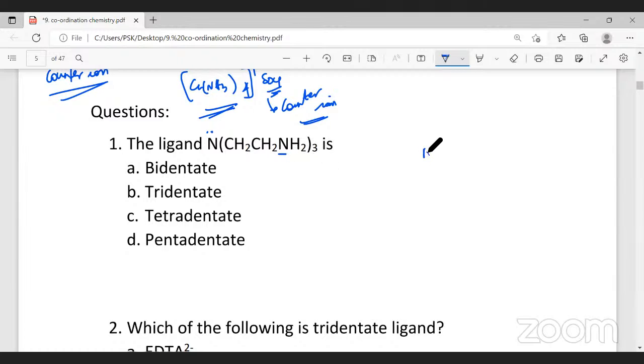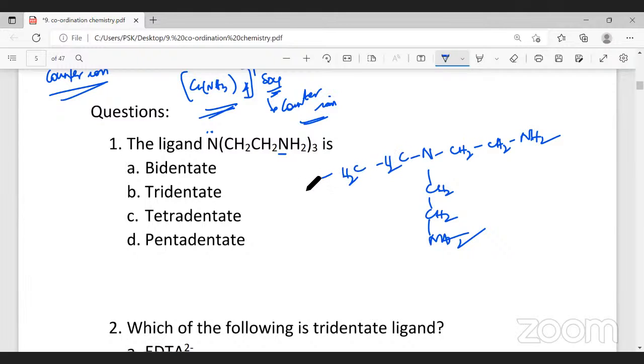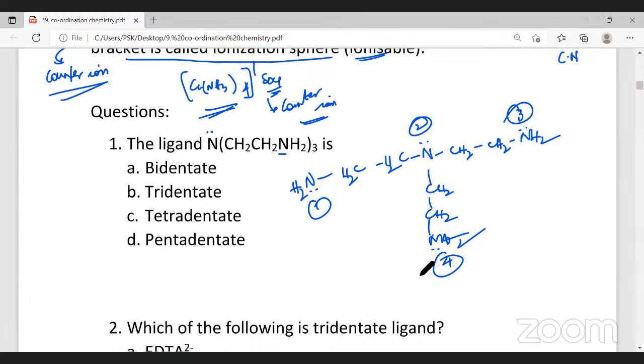In the brackets, I can write like this: three NH2 nitrogens. CH2CH2NH2, I can write like this: CH2CH2 and NH2. So how many donor electrons do we have? All nitrogens will have a lone pair of electrons. So it's 1, 2, 3, and 4 donors. When a ligand can donate 4 pairs of electrons, it will be called a tetradentate ligand.